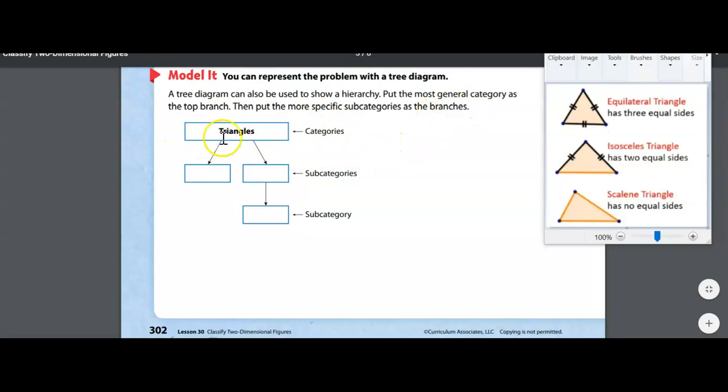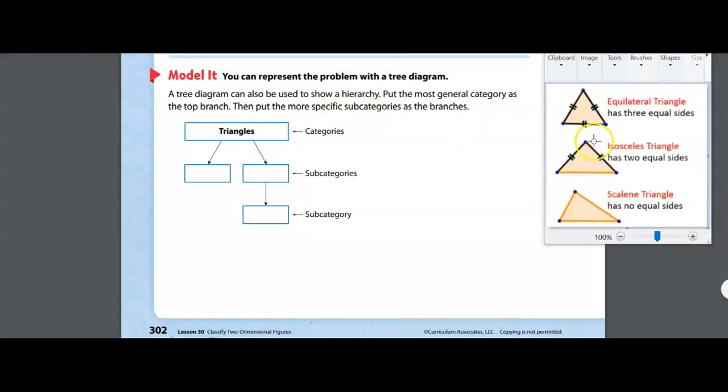So our most general category is triangles, because we know that all 3 of these types of shapes are triangles. So that will go in our top branch because it's the most general category. Now we need to split them up into subcategories. So let's think, what should I put for my first subcategory? I'm going to label my first set of subcategories as scalene and isosceles.